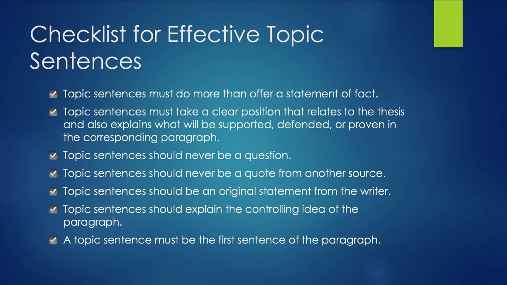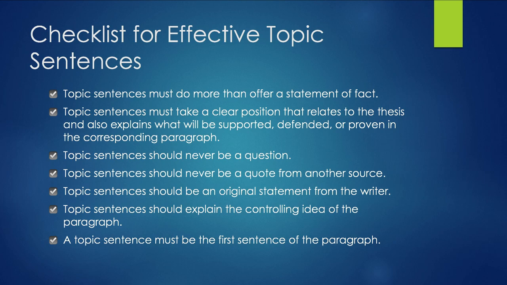So let's look at a checklist for how to write and ensure we're writing effective topic sentences. The topic sentences must do more than offer a statement of fact. Topic sentences must take a clear position that relates to the thesis and also explains what will be supported, defended, or proven in the corresponding paragraph. Topic sentences should never be a question. Topic sentences should never be a quote from another source.